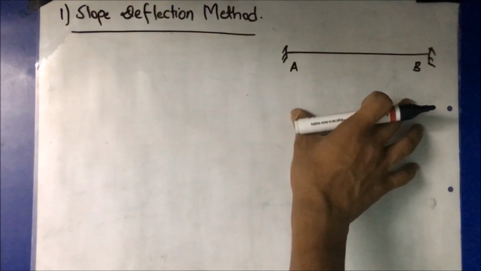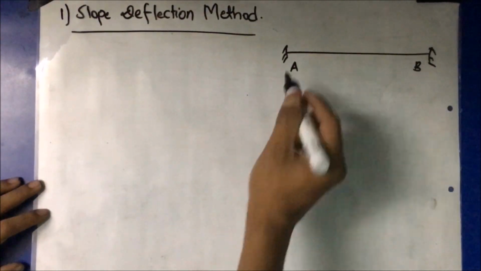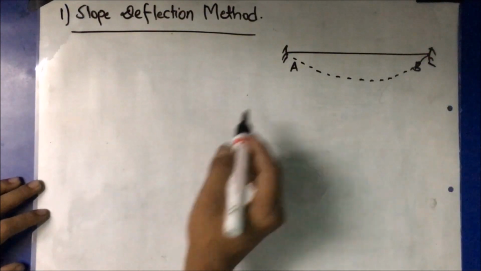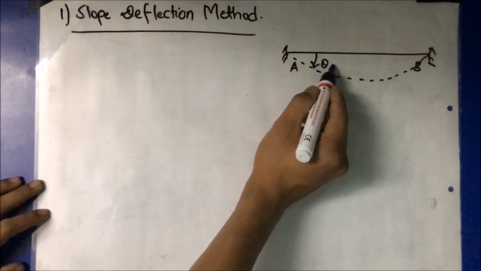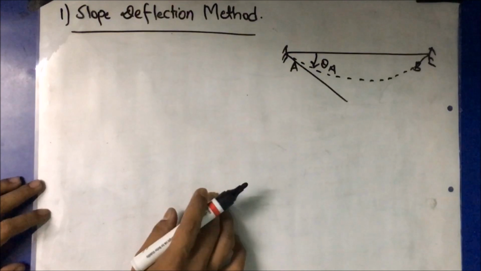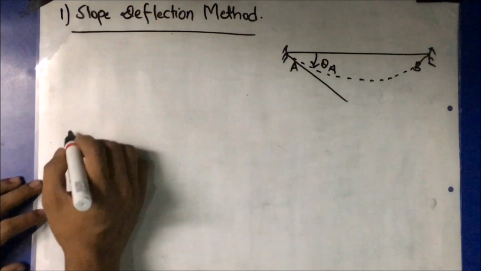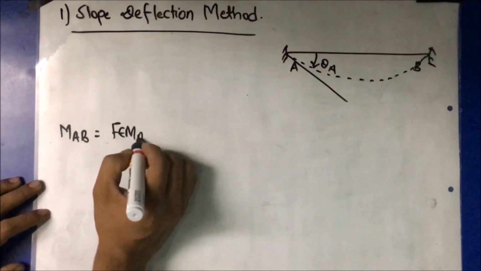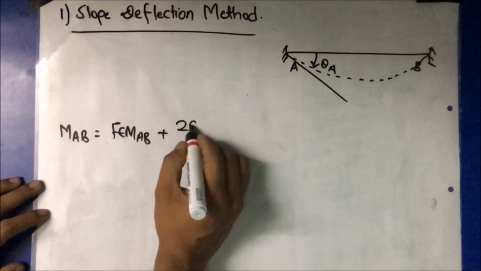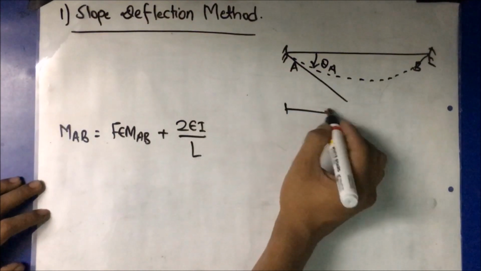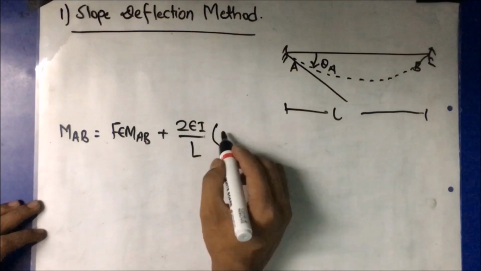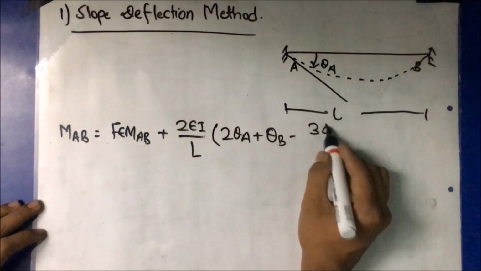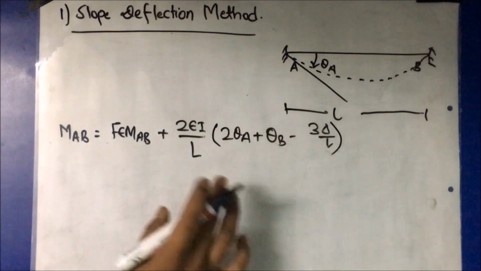So consider a structure AB, an indeterminate structure. The deflected shape is like this, with theta A with the tangent. Then the slope deflection equation is fixed end moment AB plus 2EI by L, L being the span, times 2 theta A plus theta B minus 3 delta by L. So this is the slope deflection equation.